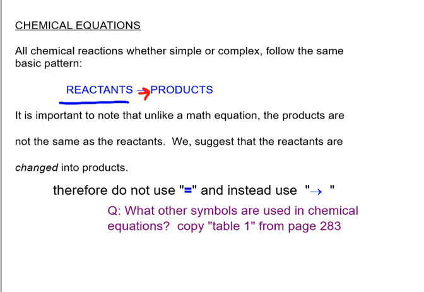There are many other symbols that are used in chemical equations. We might have symbols like a triangle, which often indicates that heat is being added. You might see S, L's, and G's that indicate whether the substance was solid, liquid, or gas, or the symbol AQ, which stands for aqueous, meaning it was dissolved in water. For a complete list of these symbols, check your textbook on page 283.